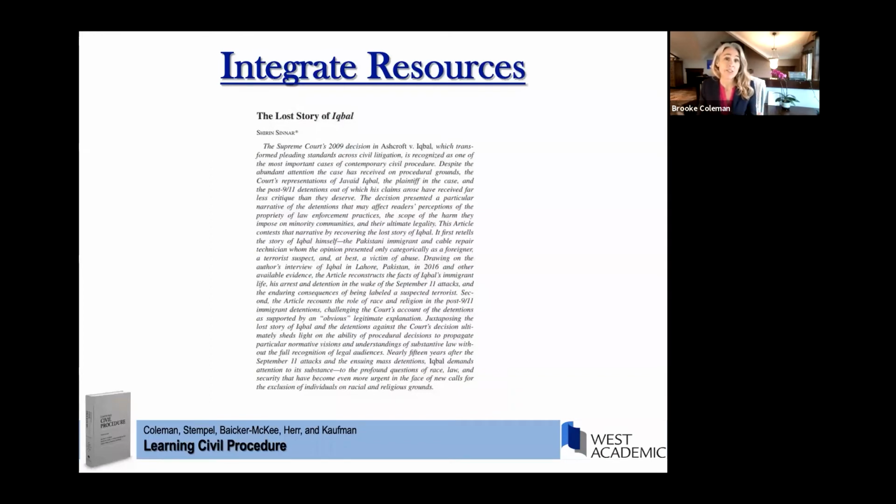And that can be a little daunting, I think, for professors, because where do I do it and how do I do it? I would recommend that you just pick a handful of resources that you're really comfortable with. So this one by Shirin Sinnar at Stanford Law School is an article about the lost story of Iqbal, and it's about Javaid Iqbal. This is a really easy one to use. You can excerpt parts of the chapter, and after you read the case, you can assign this to your students and have really fruitful, amazing discussions about race and how it impacted this particular decision.